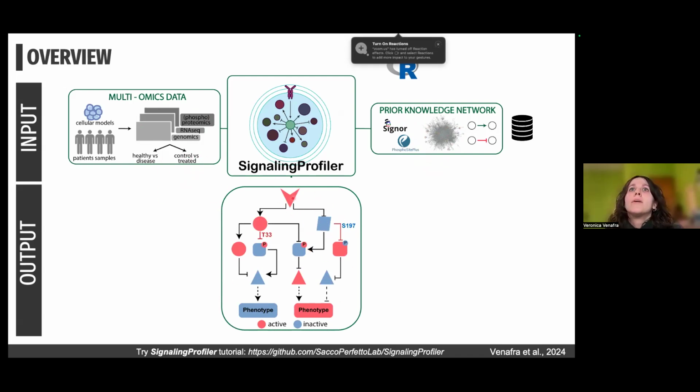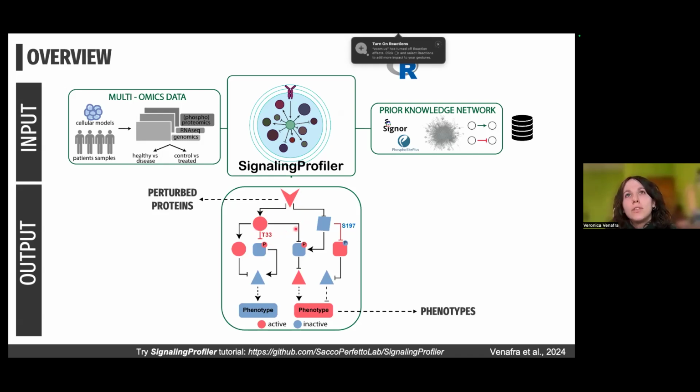So the starting point will be a set of perturbed proteins, and the endpoint will be phenotypes, so functional traits. And as you can see, the entities in the model have an activation status. And the edges connecting the entities have signs representing the interaction that is responsible for that activity change.